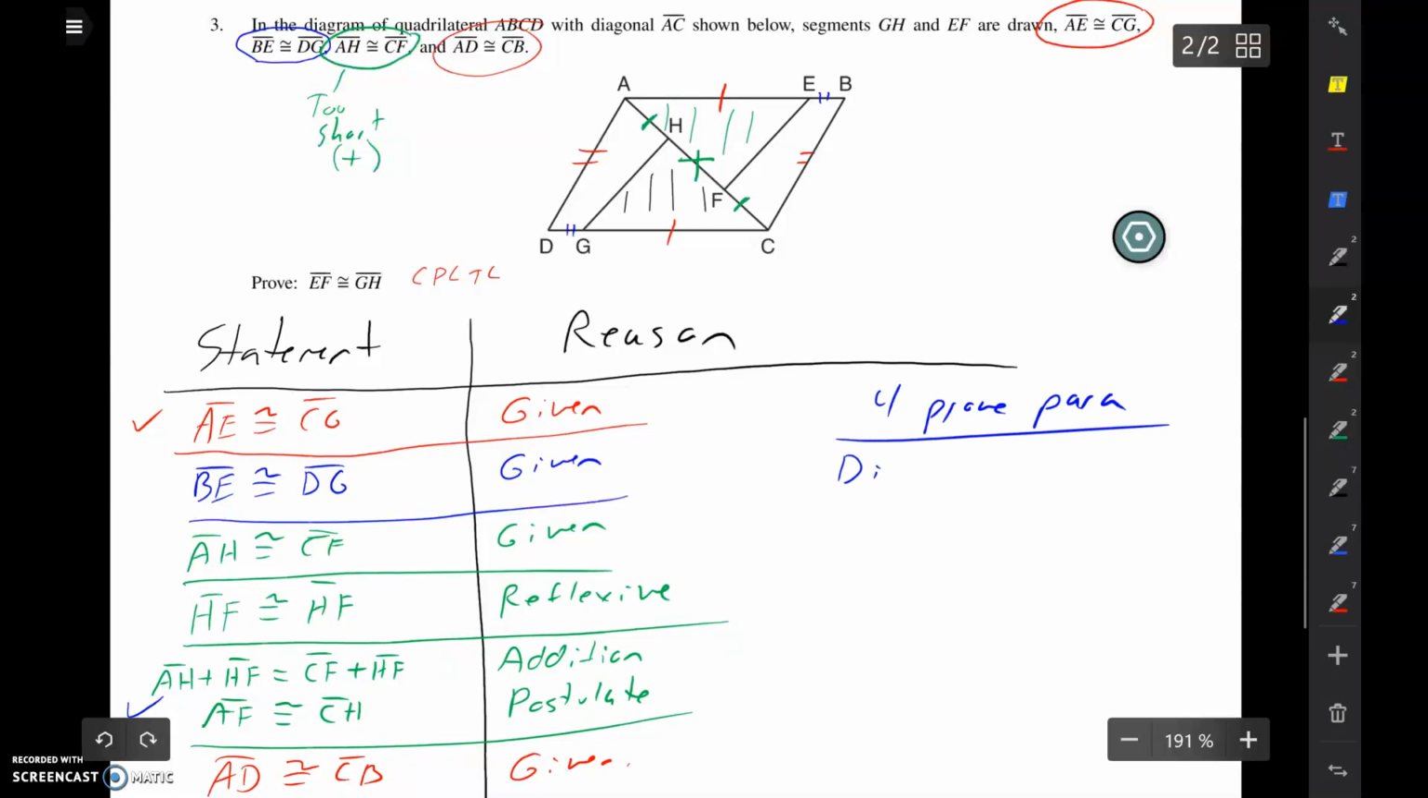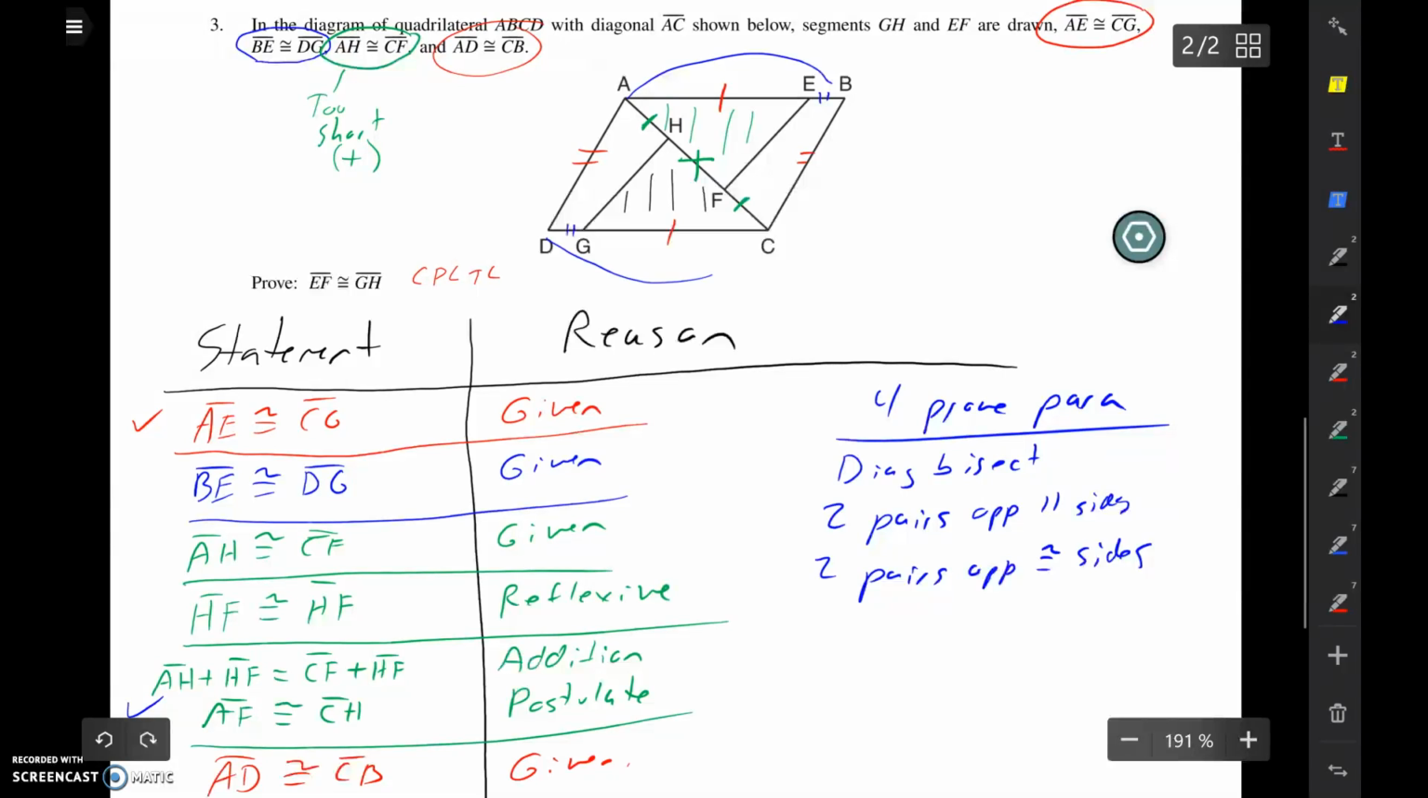We could have diagonals bisect each other. That's not relevant here. You could have 2 pairs of opposite parallel sides. I'm not given anything parallel. I could have 2 pairs of opposite congruent sides. And wait a minute, I know these pair of opposite sides are congruent. Do I know this whole thing is congruent to this whole thing?